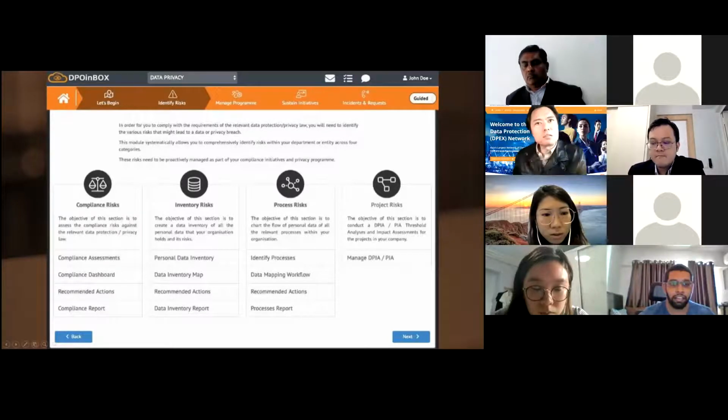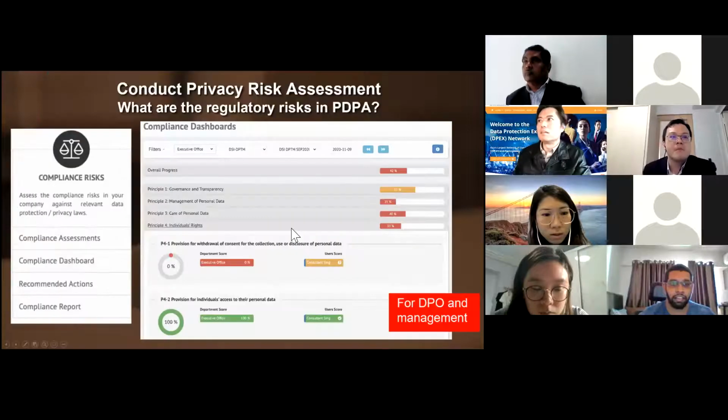Process risk, how are you processing data, okay? And then project risk, a lot of digitalization going on. Have you evaluated the data protection implication, right? What we call data protection impact assessment. You should do that. So as the management, right?